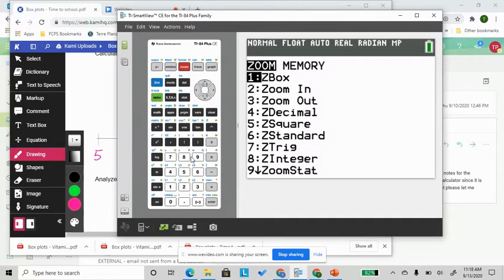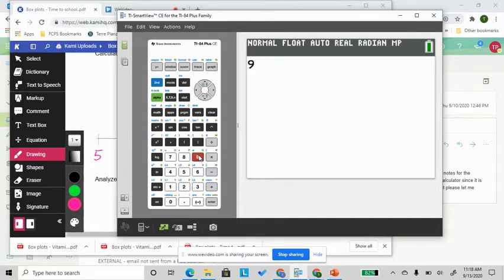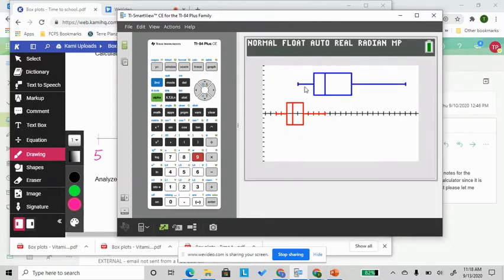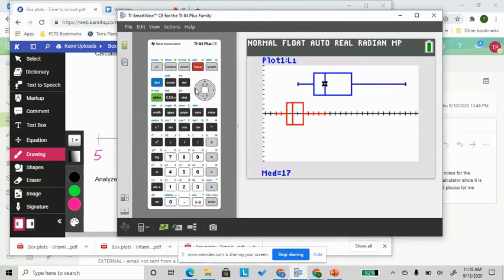Okay, so we're going to go to zoom 9, and you can get your 5-number summary from your 1-var stats, or you can get it from hitting trace on here. So if I hit trace and go left to right, and then if I go down, I can go to my other graph and go left to right, and that gives you your 5-number summary.